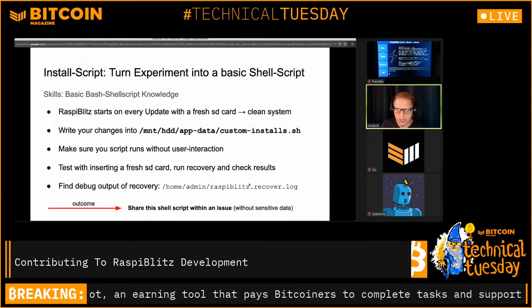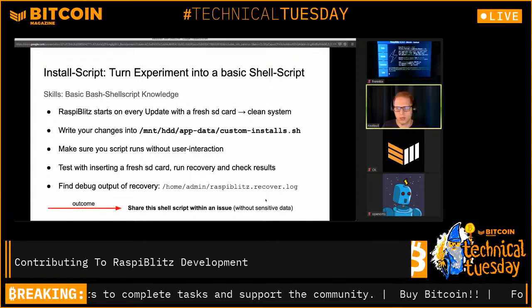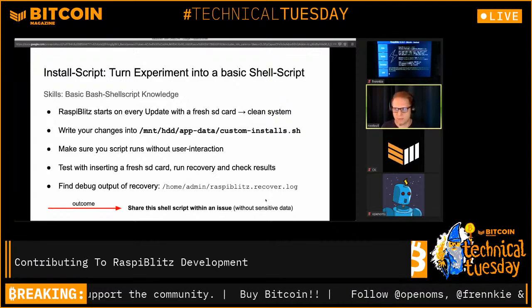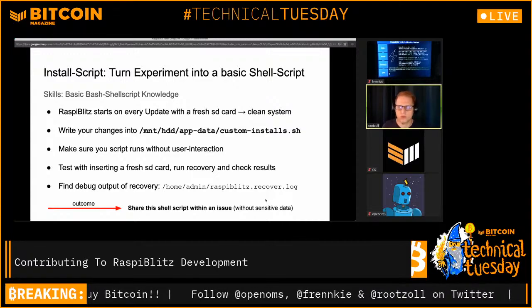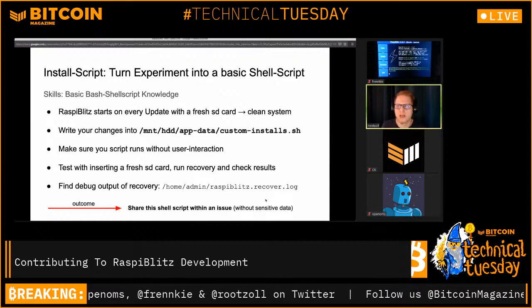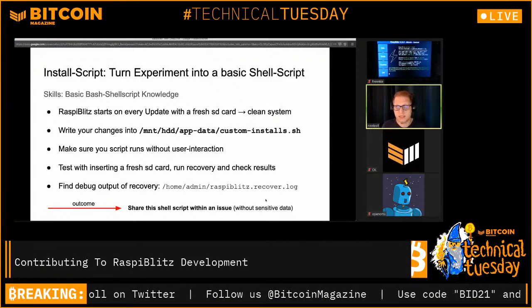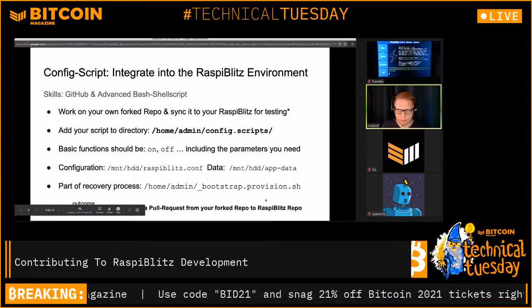One little remark here, of course: make sure that there's no sensitive data in your custom install script. If you share it on the GitHub, if you have some API keys in there or something, just be aware to redact this information before you share the shell script, and let people know they have to insert their API keys there. So this is the level of doing your install script. You already leveled up. And what's the next level? The next level is the config script.